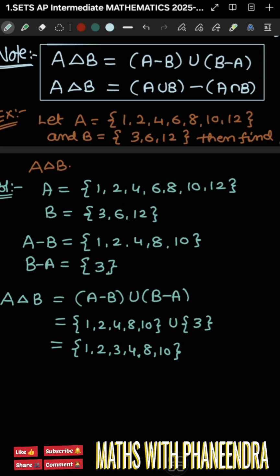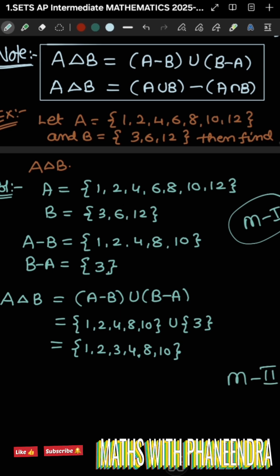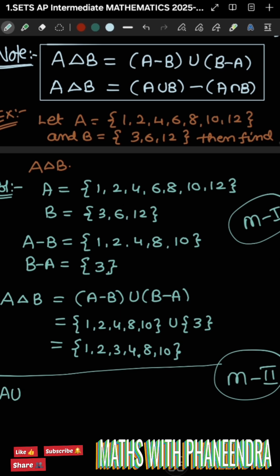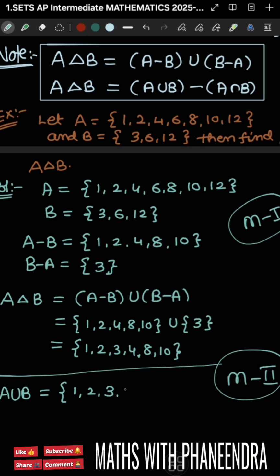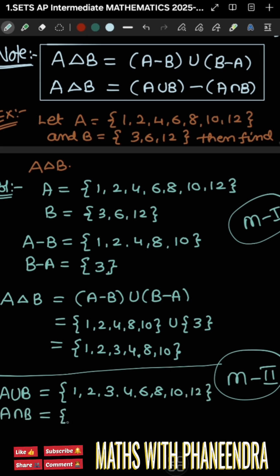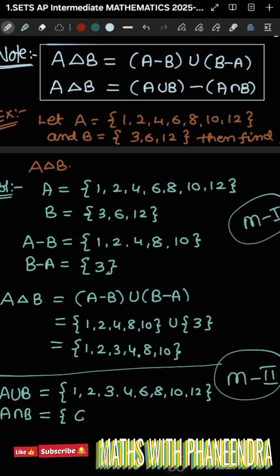This is method 1. Method 2 means another definition we are going to use: A delta B is A union B minus A intersection B. So first find out A union B. A union B means 1, 2, 3, 4, next 6, 8, 10, 12. Next A intersection B. A intersection B means what are the common elements? 6 and 12 only, no? 6 and 12 are the common elements.